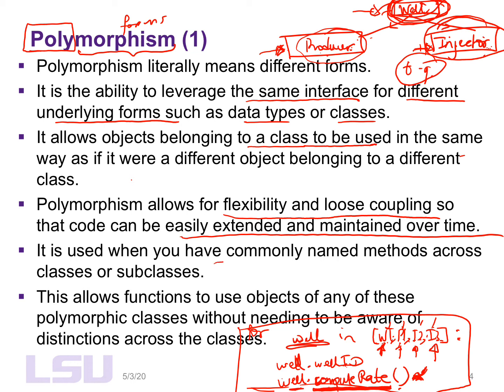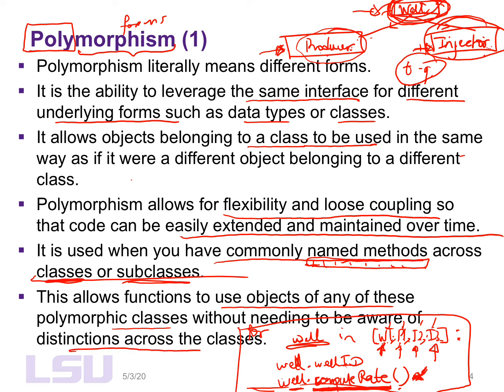It's used when you have commonly named methods across classes and subclasses. So you can continue to use the method, and it's up to Python to figure out which classes the method is defined in to choose the appropriate function to use. And this allows functions to use objects of any of these polymorphic classes without needing to be aware of the different distinctions across the classes.